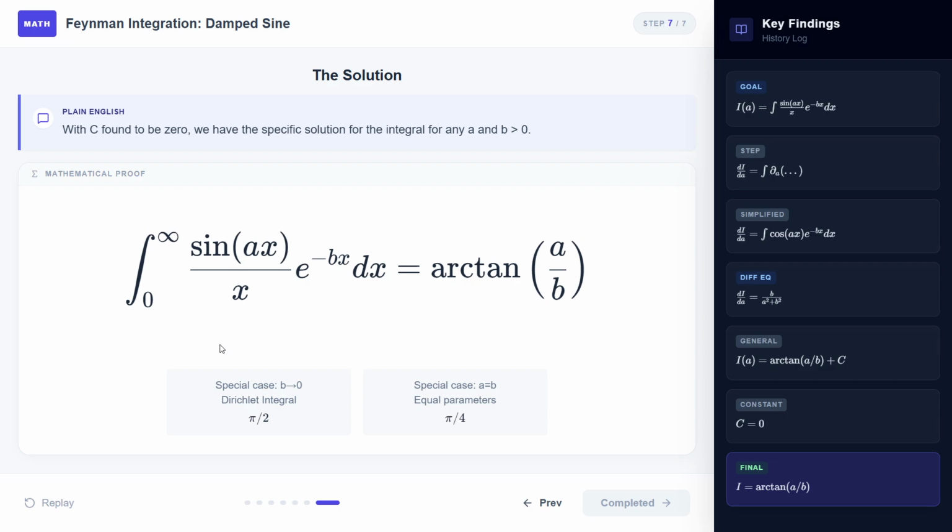The integral from 0 to infinity of sine of ax over x times e to the negative bx dx is equal to arctangent of a over b. And there are a couple of useful special cases of this. For instance, the case where b is equal to 0 is going to give us that famous integral of sine ax over x from 0 to infinity is equal to pi over 2 for all a not equal to 0, of course. And there's also the special case where a is equal to b, giving us a value of pi over 4.